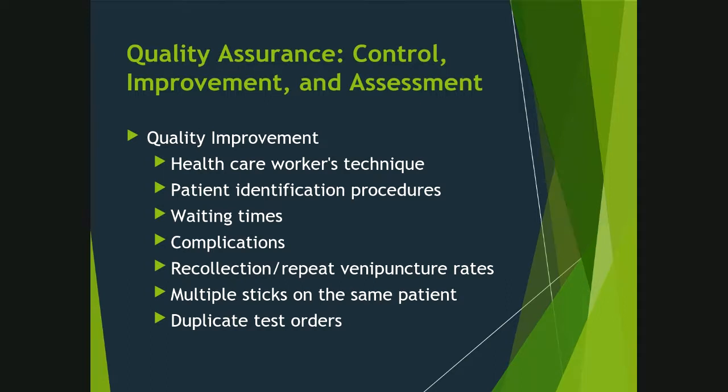Multiple sticks on a patient would be, for example, let's say a physician ordered a lab test and then another physician ordered the same lab test an hour later, being able to realize that instead of sticking the patient a second time, we're going to look back at those old results. Did they have this test done already? And duplicate test orders would be the same concept. The doctor ordered, let's say, a basic metabolic panel, and another doctor an hour later ordered the same test. We're not going to repeat the test again for a different provider. We're going to provide those results to both physicians, and avoid having to stick the patient more than once.